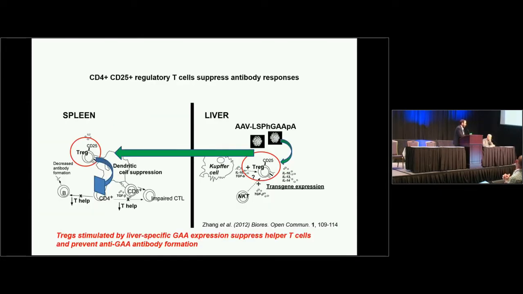So this is our working model where through some mechanisms, some of the mechanisms remain to be defined, a vector goes to the liver expressing GAA highly there to activate antigen-specific Tregs, and these go to other lymphoid tissues to suppress immune responses, both antibody and CTL responses.